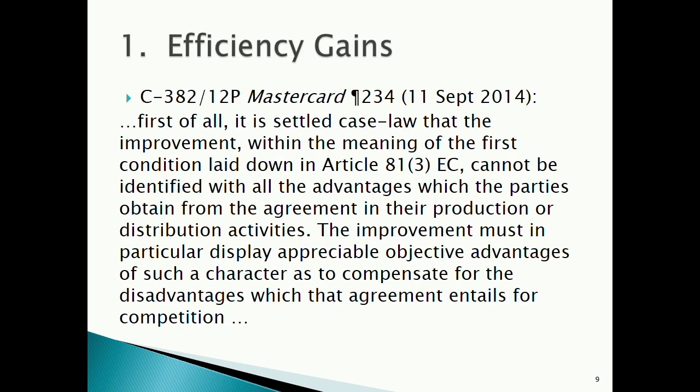Okay, efficiency gains is the first of the criteria. The improvement cannot be identified with the parties; the benefits obtained from the improvement must be displayed in appreciably objective advantages of such a character to compensate for the disadvantages. Okay? So, it's not improvement for the parties to the agreement, but also to the customers. This is MasterCard. Two-sided market, interchange fees.